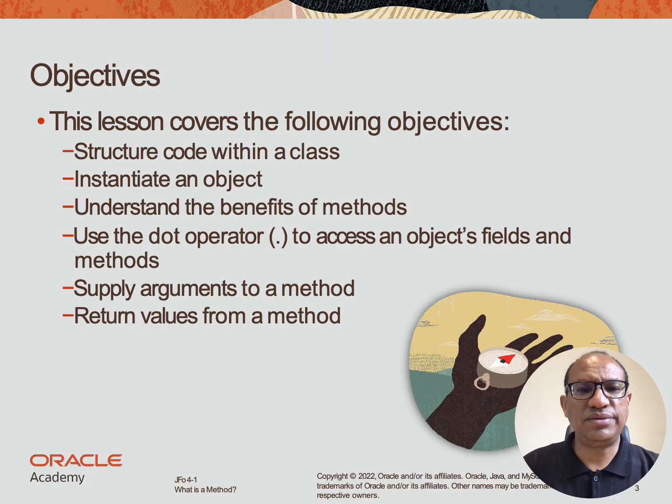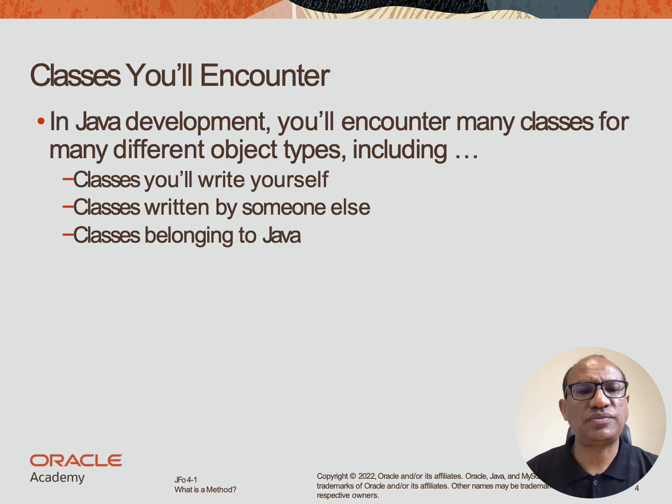Here is what you'll learn today. How to organize code using classes, create objects, understand and use methods, pass values into methods, access methods and fields using the dot operator, and even return values from methods. Basically, everything you need to start writing smarter Java code.